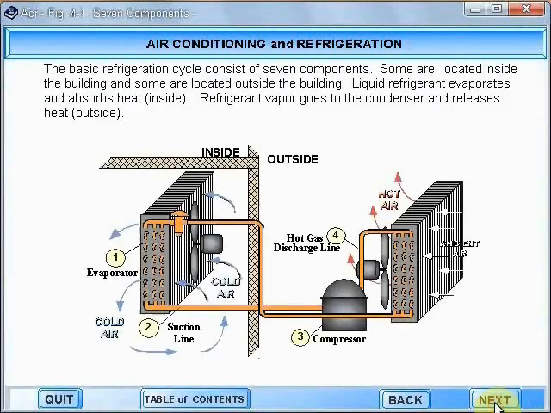The basic refrigeration cycle consists of 7 components. Some are located inside the building and some are located outside the building. Liquid refrigerant evaporates and absorbs heat on the inside. Refrigerant vapor goes to the condenser and releases heat on the outside.